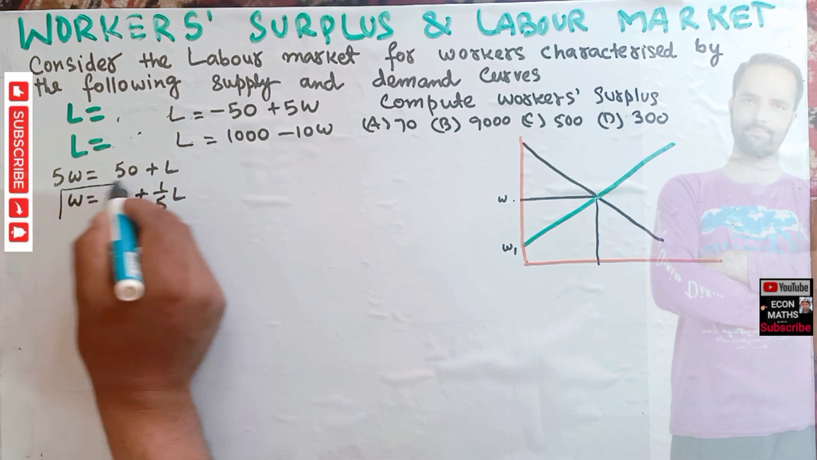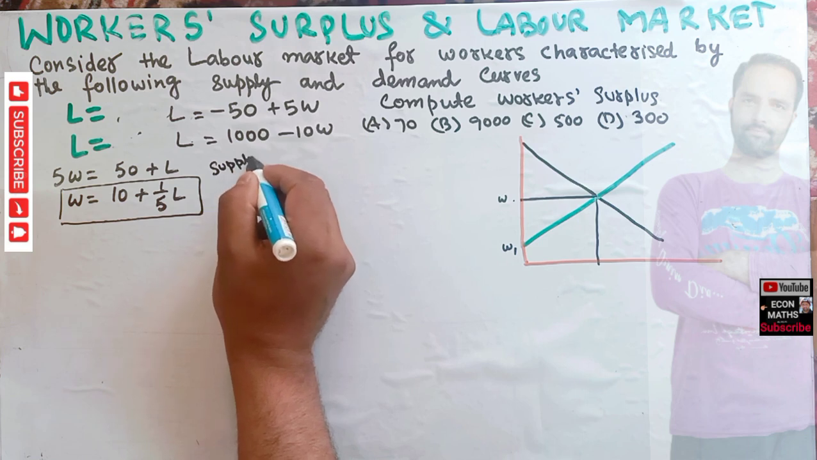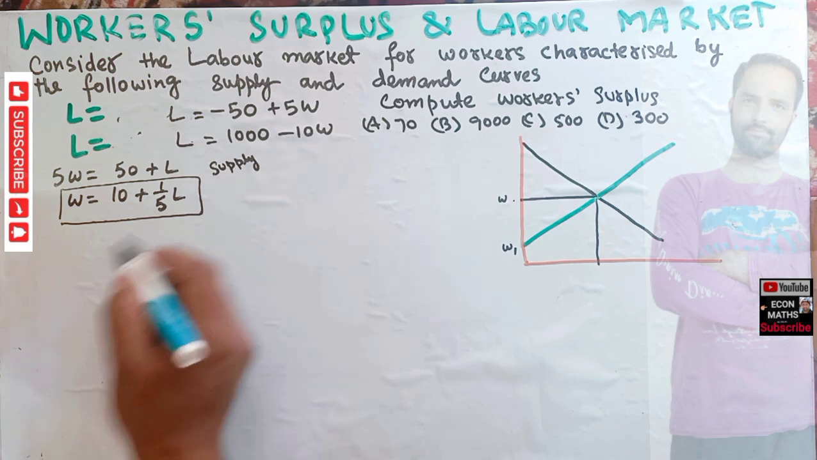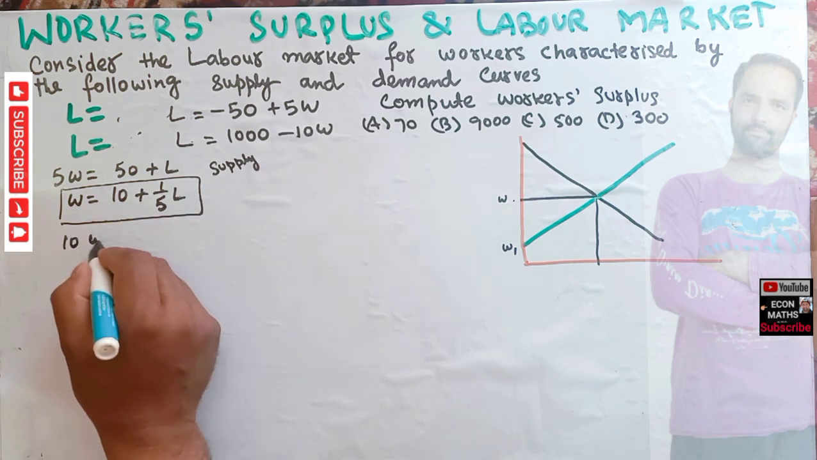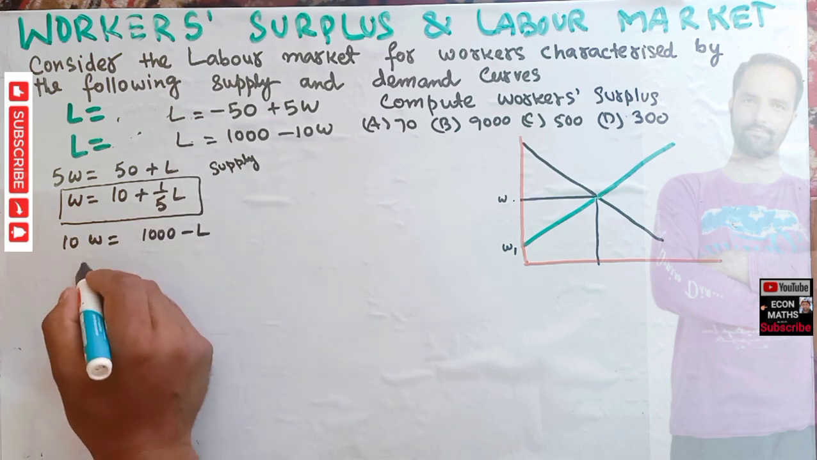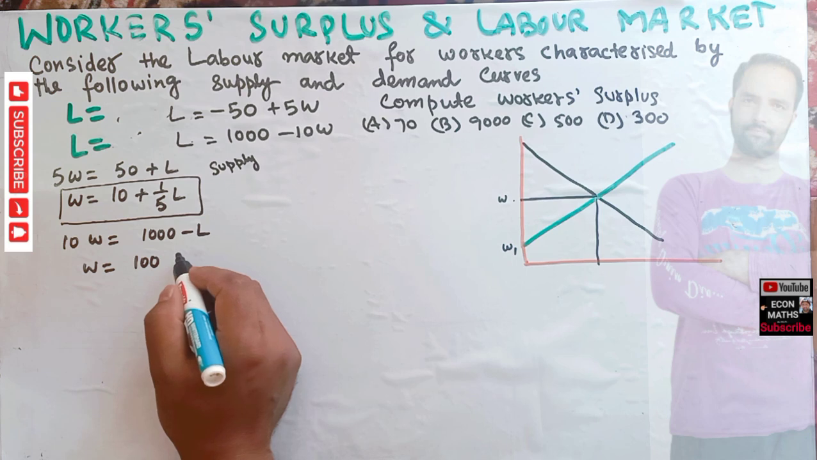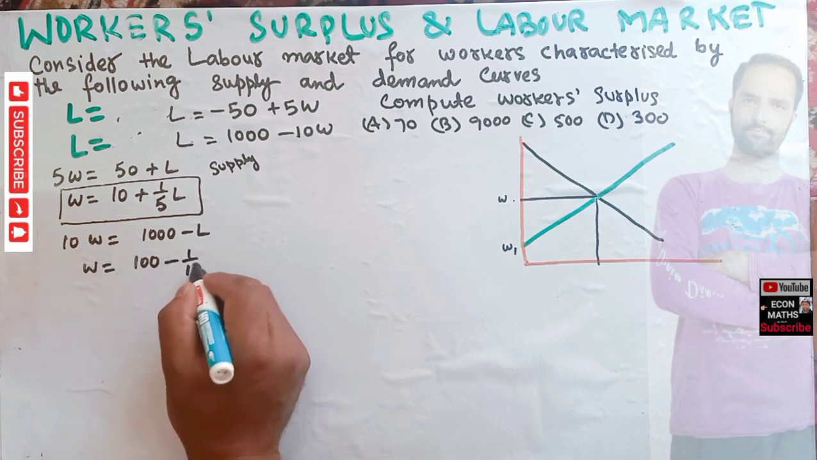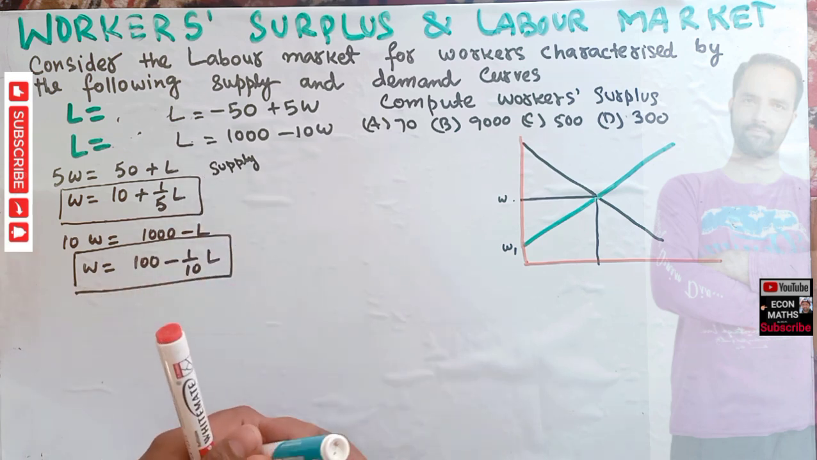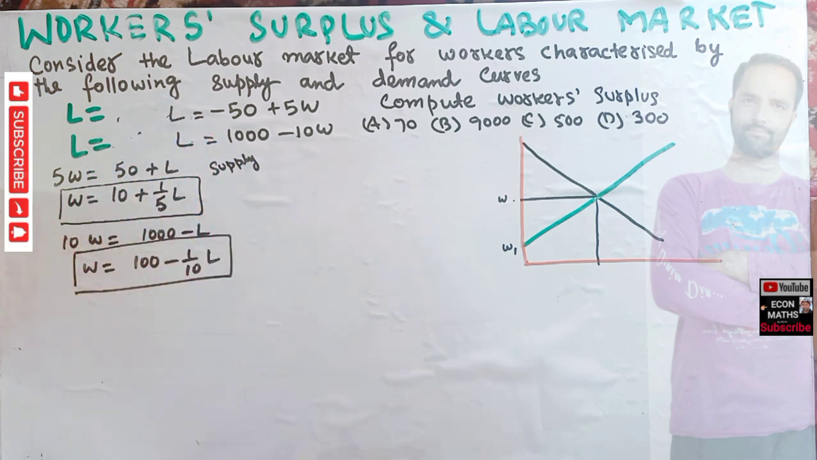So this is our supply for labor. Similarly, let us solve this demand for labor for wage rate. Transposing, 10W is equal to 1000 minus L, or W is equal to 100 minus 1 upon 10 L. Okay, I hope I am making myself clear here. We were given the labor supply and demand functions in terms of L. I have expressed them in terms of W, that means wage rate.